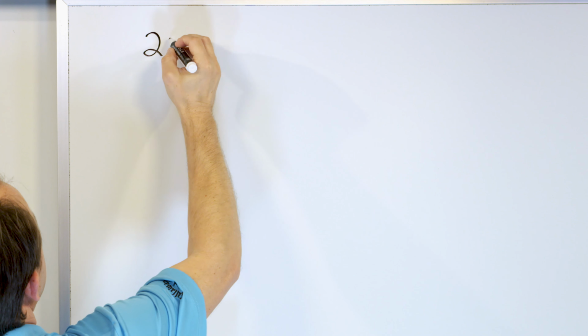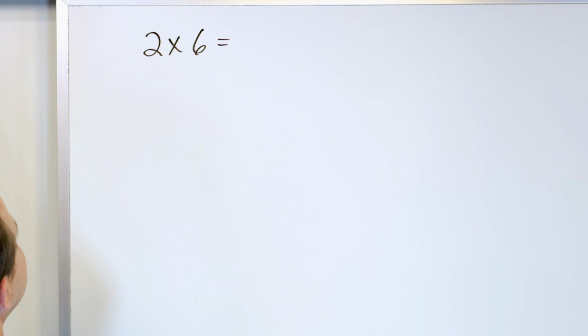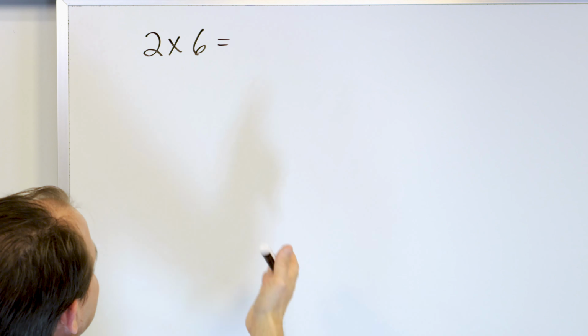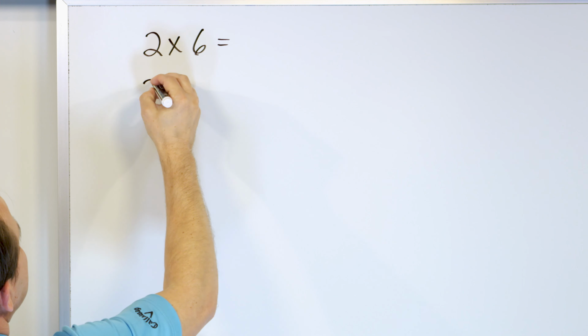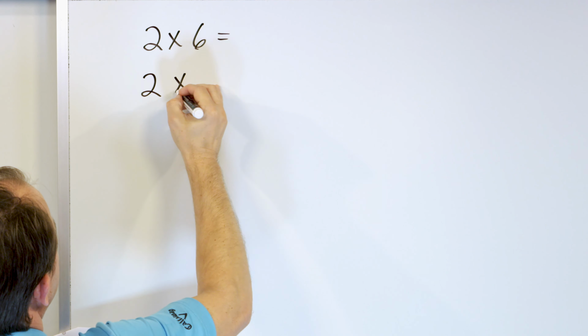Let's say we have 2 times 6, and we want to see what that equals. Well, we know the answer is 12, so we know what the answer is, but let's solve it using the distributive property.